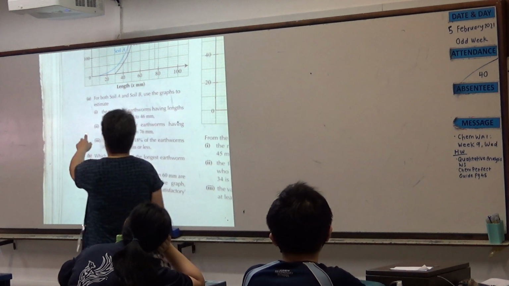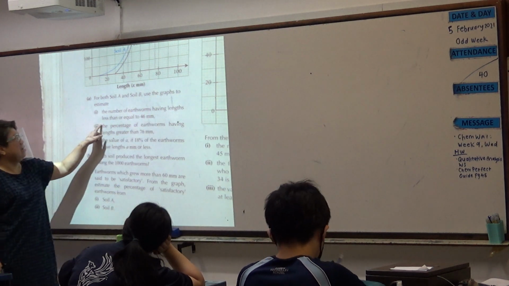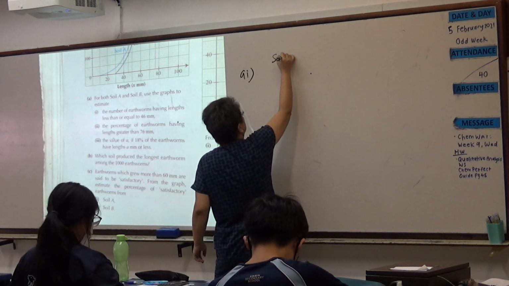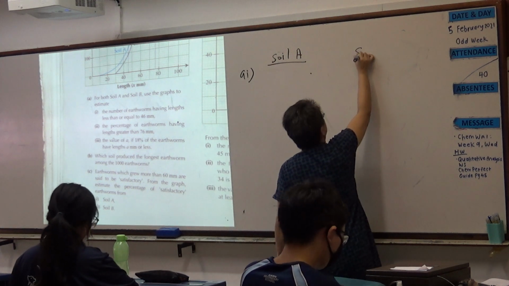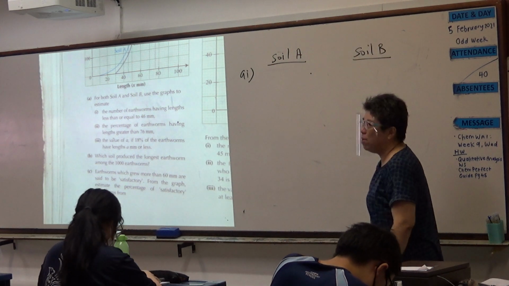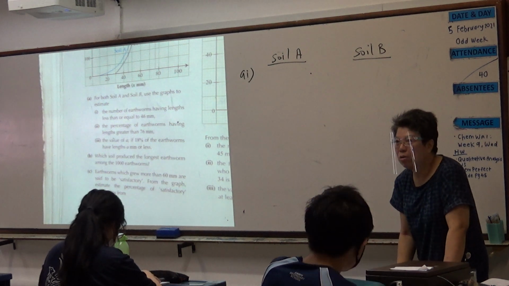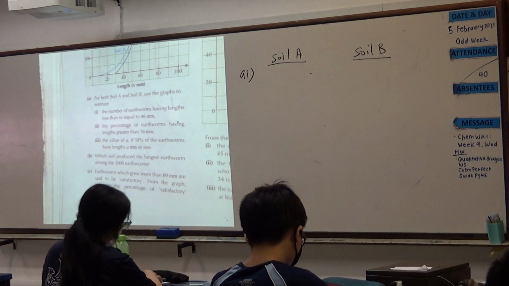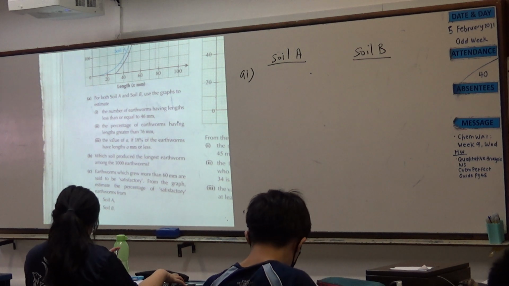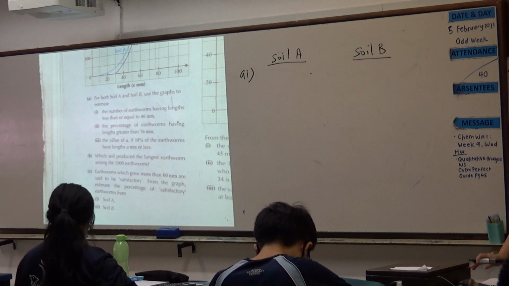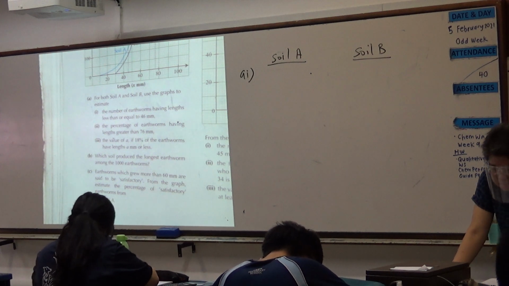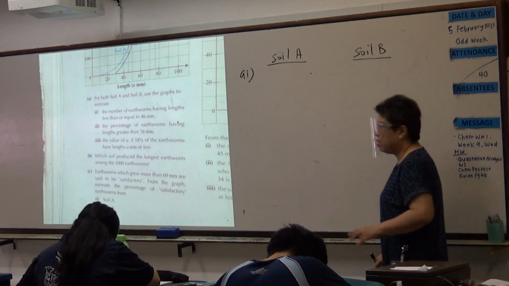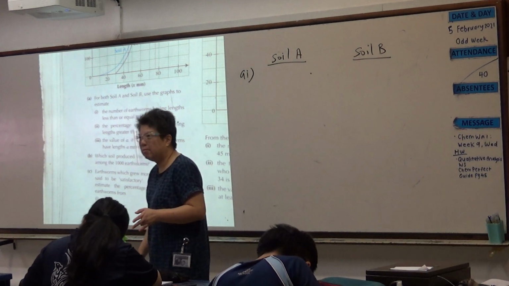Part 1: the number of earthworms having lengths less than or equal to 46 mm. That's how I want you to answer. Can you put soil A, soil B so that you won't mix up? Understand? You must read from the correct curve. All of you look at the curve now and tell me how many earthworms in soil A are less than or equal to 46. Don't read the wrong curve. Soil A, how many?